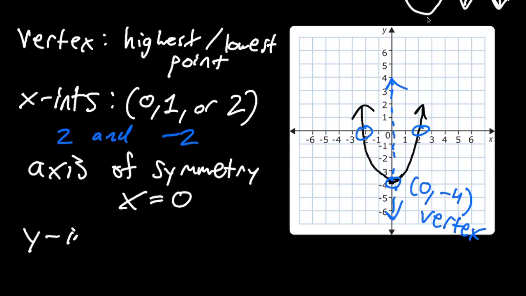One more is the y-intercept, which we're always going to have 1 of. In this case, our y-intercept is also our vertex. So (0, -4), or -4. So those are a few key features of graphs of parabolas, which again are graphs of quadratics.